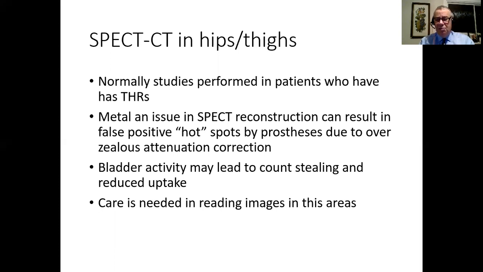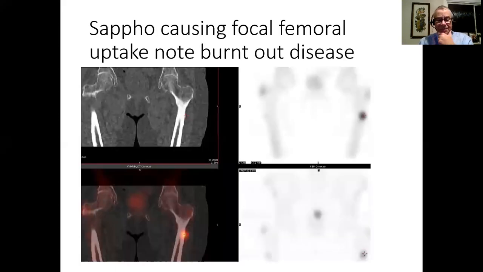Also around the hips, there's a problem with the bladder. So when you're doing reconstruction, bizarrely, the bladder does this thing called count stealing. So the computer thinks all the counts come from the bladder, so they can be difficult to interpret. So you may need some care in reading images in this area. This one's not too difficult, but you can see that we've got a wide empty bladder. That's not always possible. And this is a condition called SAPHO.